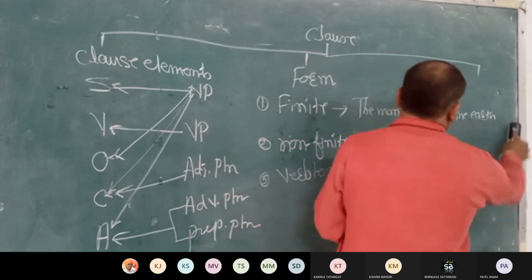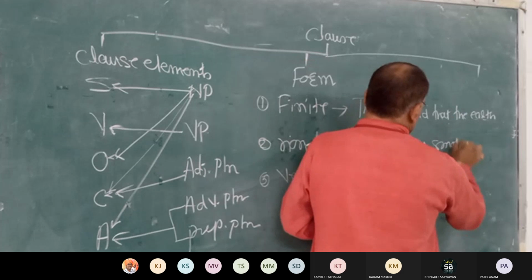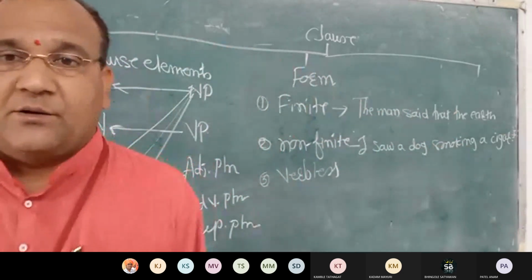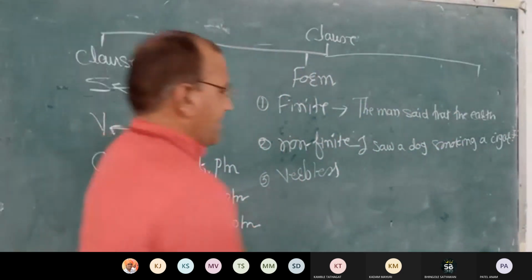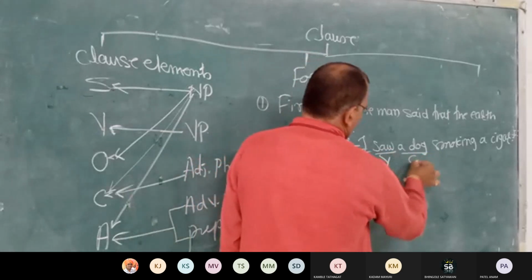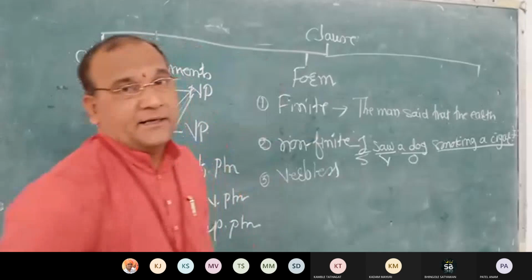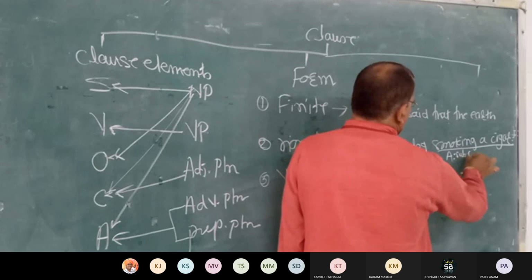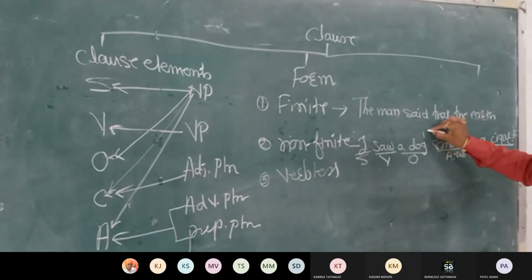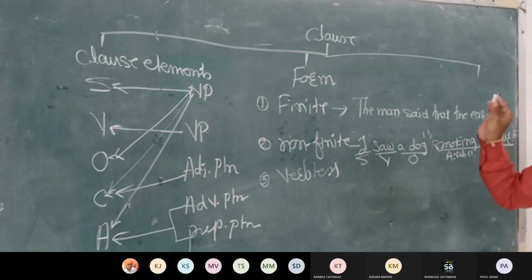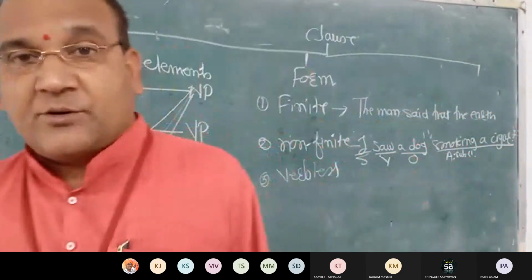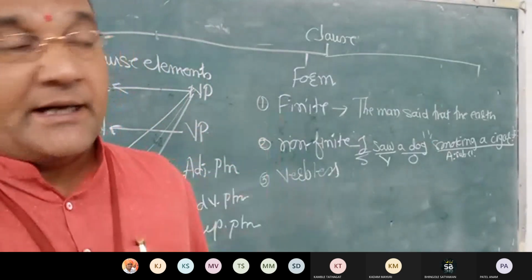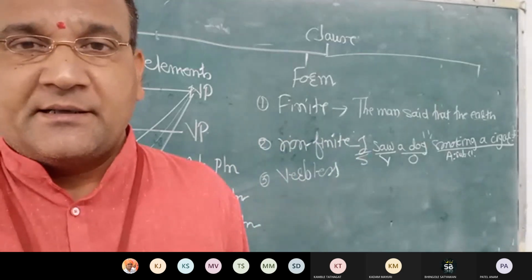I saw a dog smoking a cigar. I saw a dog smoking a cigar. Now here, S, V, O, and this "smoking a cigar" is a subordinate clause, which does not have a subject, does not have a conjunction, does not have an auxiliary. Getting it? "Smoking a cigar" does not have any conjunction, any subject, and even the auxiliary part is missing, only the -ing form of the verb. That's why it is non-finite.